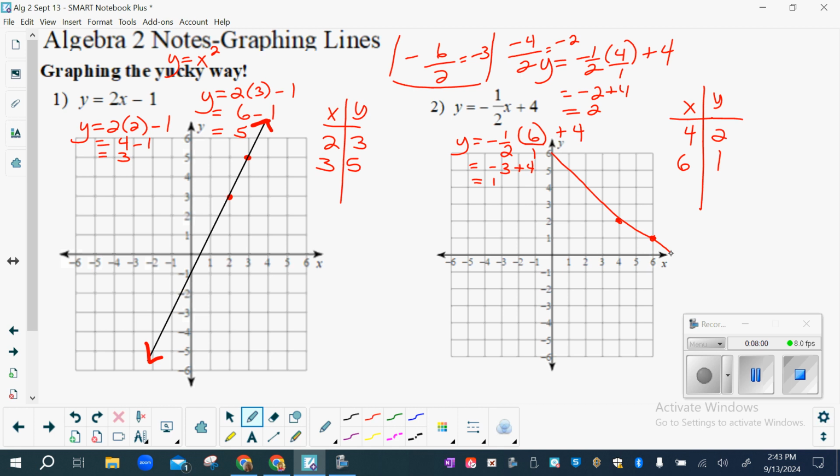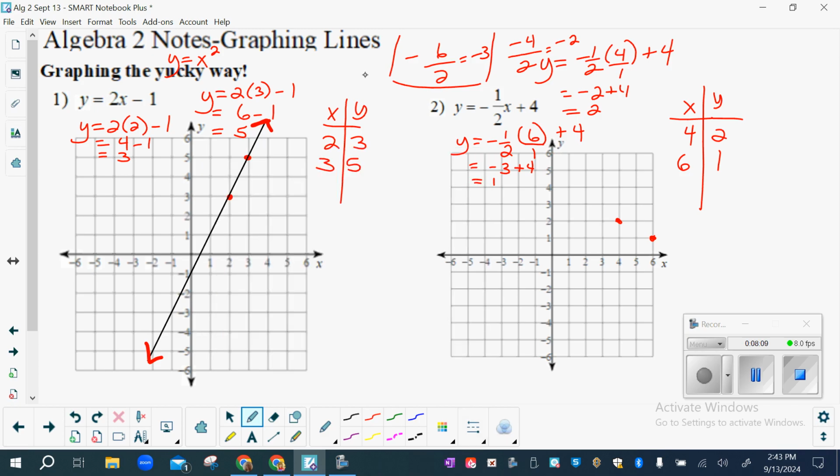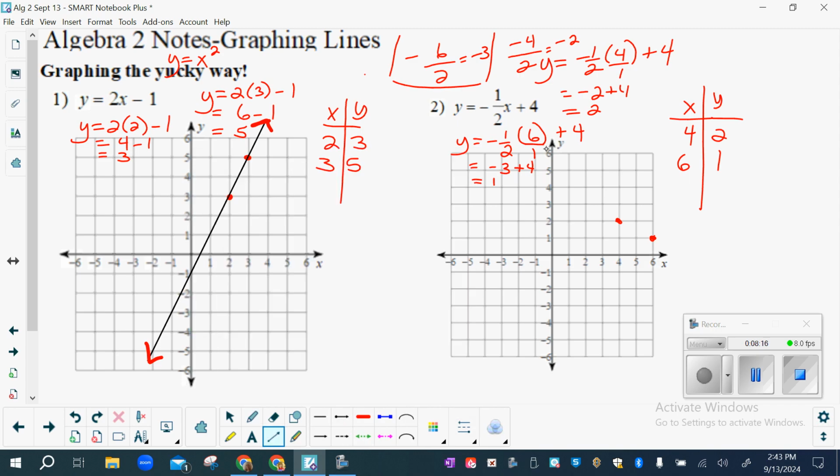Why does it keep doing that? Sorry, I'm trying to get my line. It starts at -2/6. No. And then we're going to put arrows on it again.